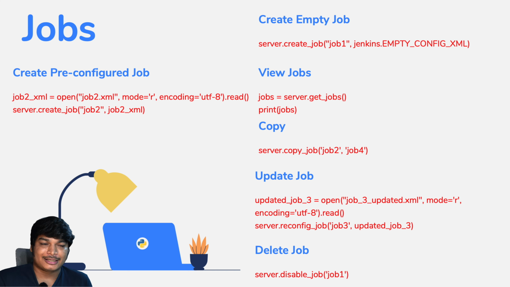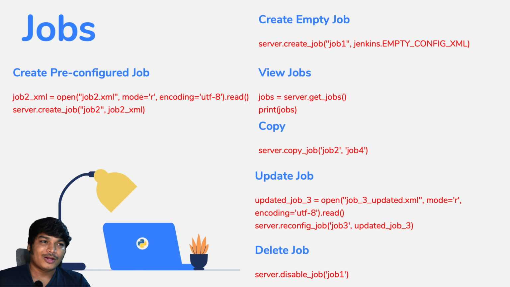If you have an updated XML file, you simply call server.reconfig_job. It's not create_job or update_job, it's reconfig. You call it reconfiguring the XML file. Okay, and then you give the job name as the first argument and the XML file content of that particular job. Now, to delete a job, you have to run server.delete_job. It will delete the job.